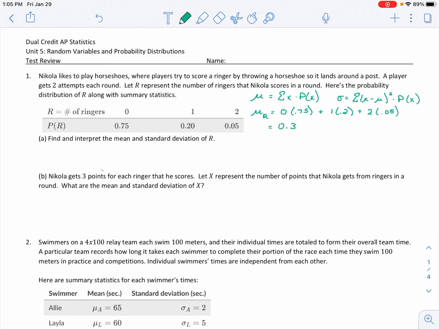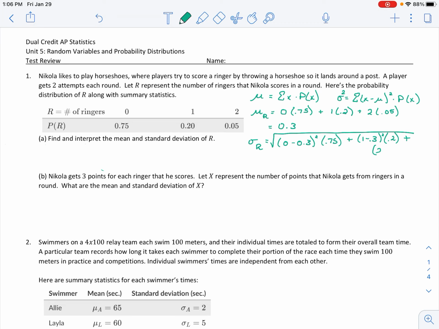For the standard deviation, usually I find the variance and then I square root it, or I could just say I'm going to take the square root of it. I just realized I wrote the variance formula up here. But I'm going to take every x value, subtract the mean that I just found, square that difference, and again multiply by the probability that that occurs. You will do that with every x value and probability and then add those results together.